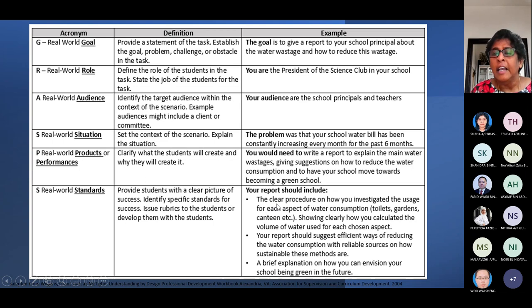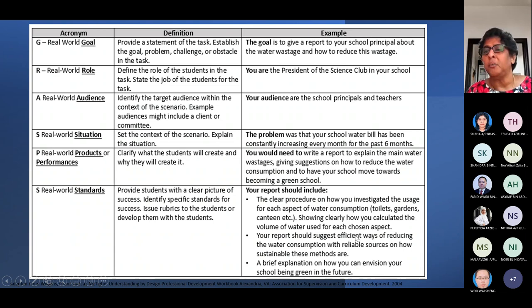A clear procedure. That means in your report, you need to write the procedure. How did you investigate the usage of each aspect of water consumption? Show how you calculated the volume of water use. You're not telling them anything, okay? You're not telling them how to calculate. So they have to go and figure out how to calculate and all that. But you know that if you want to do your report well, this information must be there.